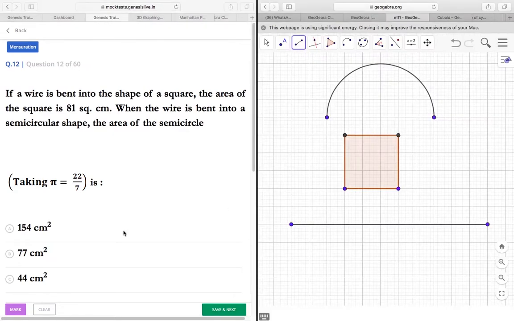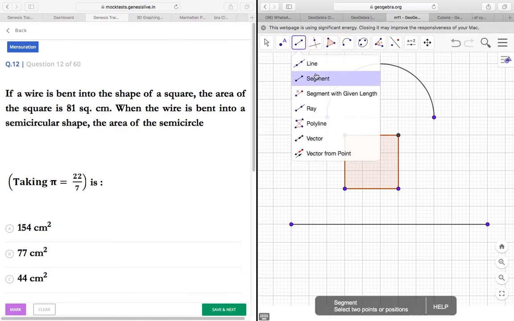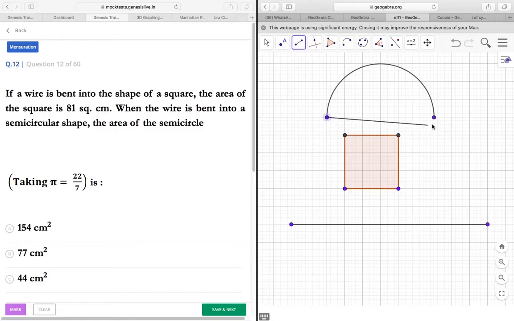If a wire is bent into the shape of a square, the area of the square is 81 square centimeters. When the wire is bent into a semicircular shape, the area of the semicircle is. Now we have a wire, it has been bent into a square. Now after that, it has been bent into a semicircular shape. Semicircular refers to, I will have to join these 2 points as well. Now this is the semicircular shape.